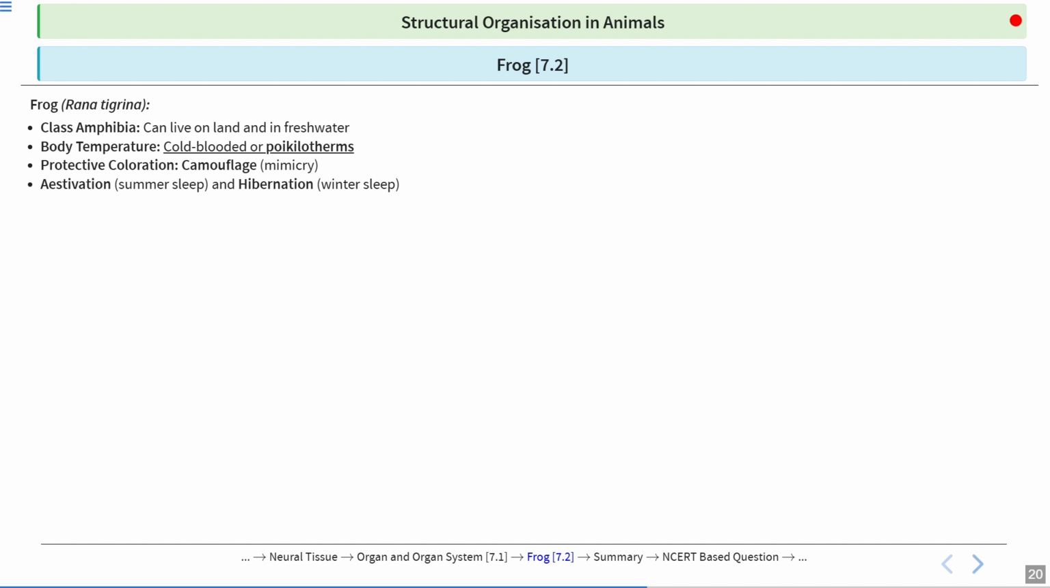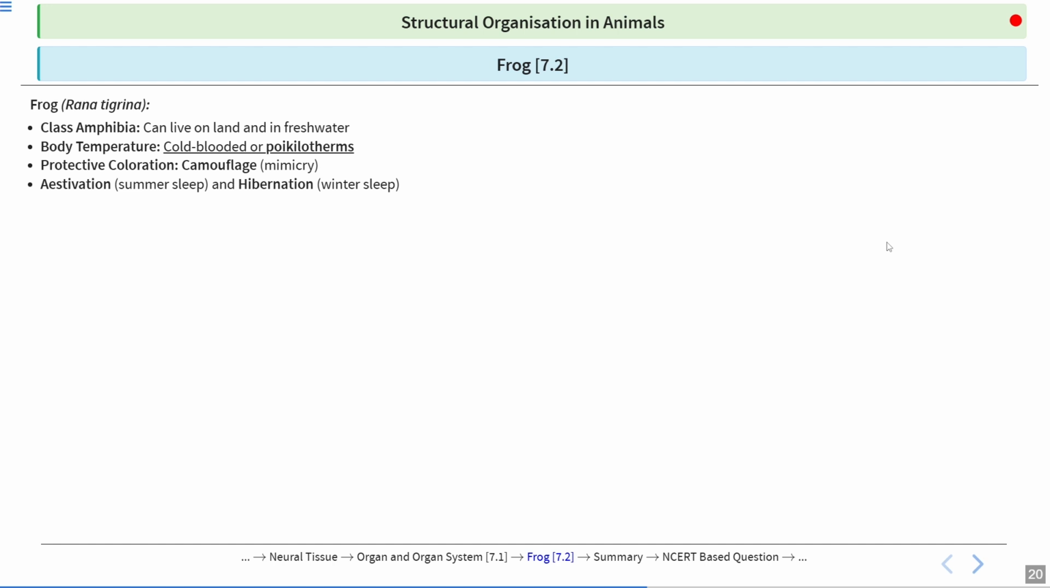Estivation. They go for the summer sleep and winter sleep. We generally see frogs very active at the time of the rainy season. The rainy season is coming now, so in that season you can see them. Yes, Rana tigrina is a very common type of frog found in India. But there are many other frogs as well, right? This Rana tigrina is the commonest type of frog that we see in India, right? So, estivation and hibernation I was talking about.